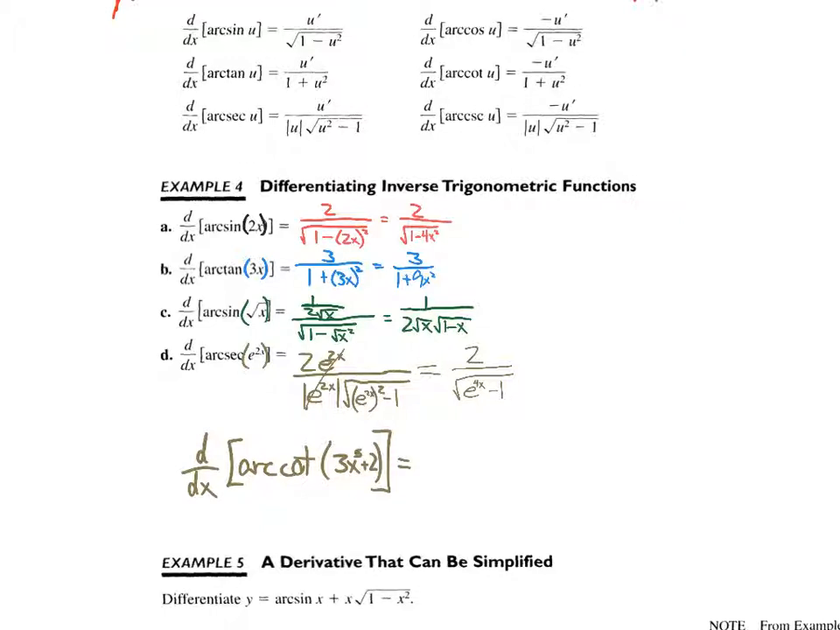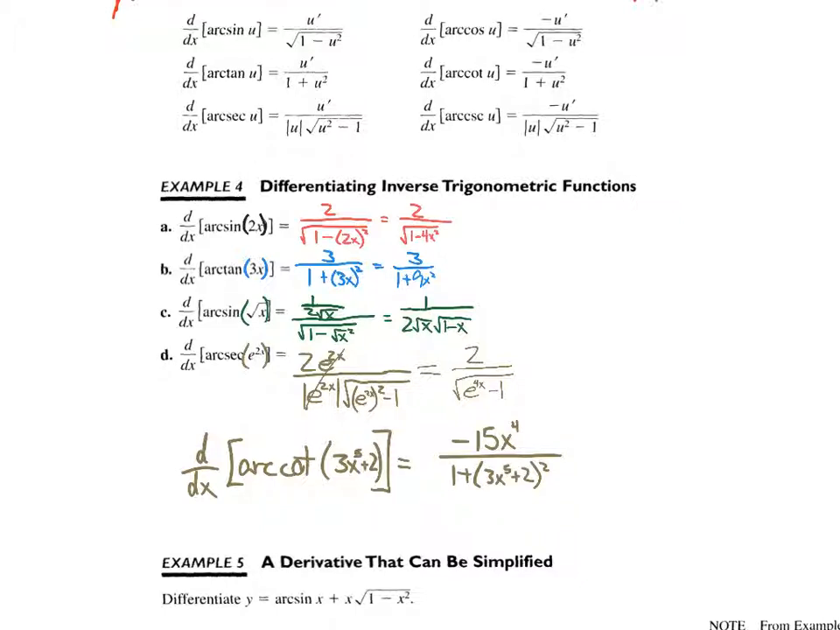Alright, so here, the pattern was negative u prime over 1 plus u squared. So what's the negative u prime? What goes on the top here? Negative 15x to the 4th. Good, negative 15x to the 4th over 1 plus 3x to the 5th plus 2, squared. There we go. Okay?